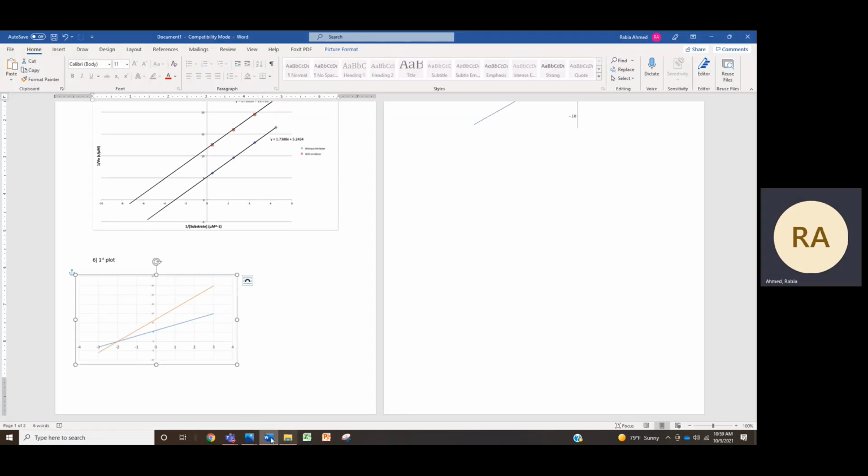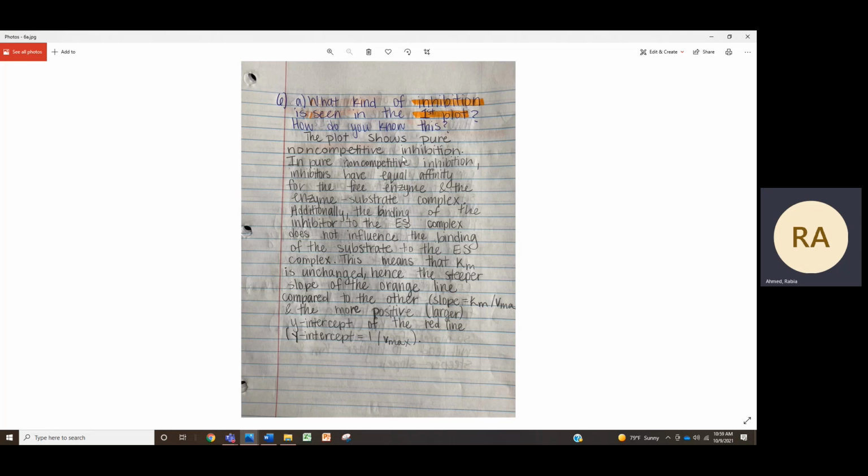So 6A, the plot shows pure non-competitive inhibition. In pure non-competitive inhibition, inhibitors have equal affinity for the free enzyme and the enzyme-substrate complex. Additionally, the binding of the inhibitor to the ES complex does not influence the binding of the substrate to the ES complex. This means that Km is unchanged, hence the steeper slope of the orange line compared to the other and the more positive or larger y-intercept of the red line. So y-intercept is 1 over Vmax.